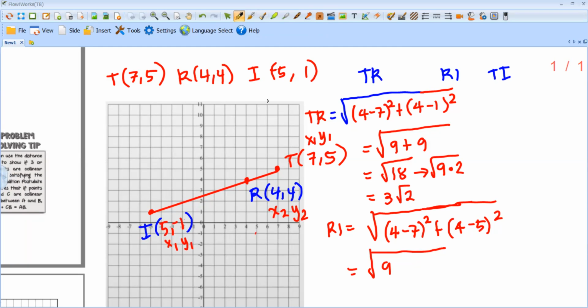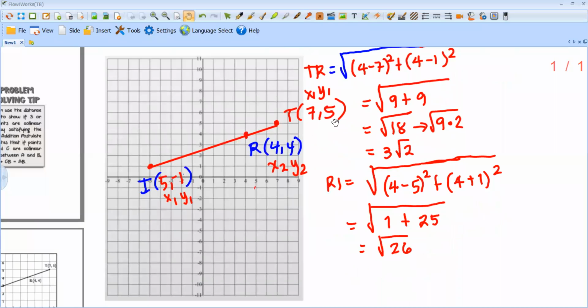So that would be 4 minus 5, right? 4 minus 5. And negative 1 squared should be 1. So 1 squared is still 1, plus 4 minus minus 1, so that would be 5. It is positive 1 now because they are both negative. So that would be 5 squared, which is 25. So it will become the square root of 26.